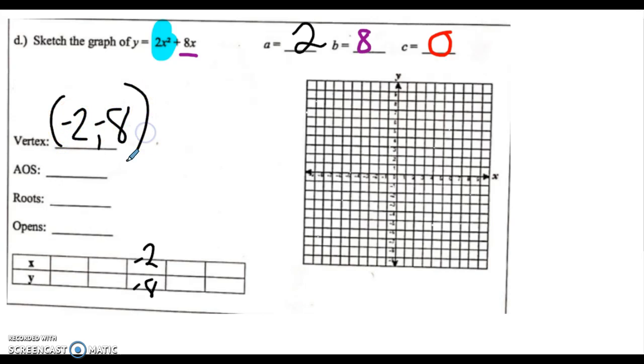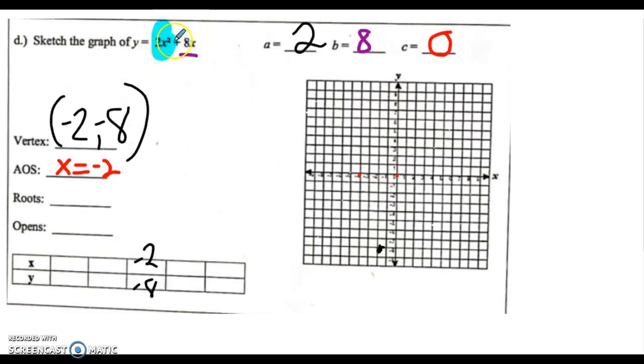And once you know your vertex, then your axis of symmetry should be nice. So if my vertex is -2, -8, then my axis of symmetry is at x equals -2. So let's put those points in. -2, -8, I think is about right here. A little higher. Okay, and then I found that my zeros were at 0 and -4.